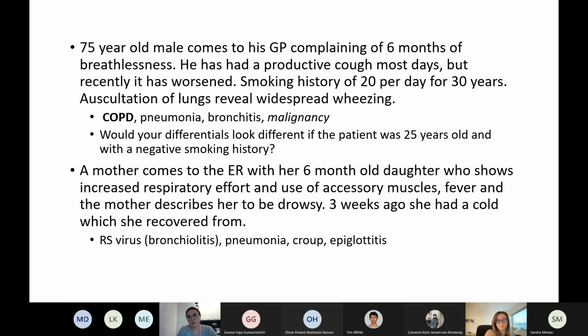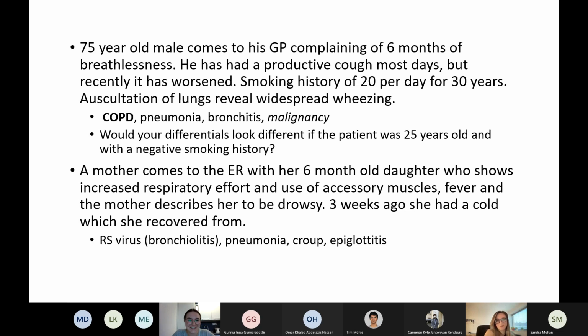And what if this patient was 25 years old with a negative smoking history? What if someone presented with progressive dyspnea, productive cough and wheezing, but was 25 years old and had no smoking history, what would you think of then? Asthma. Yes. You don't need this lecture.